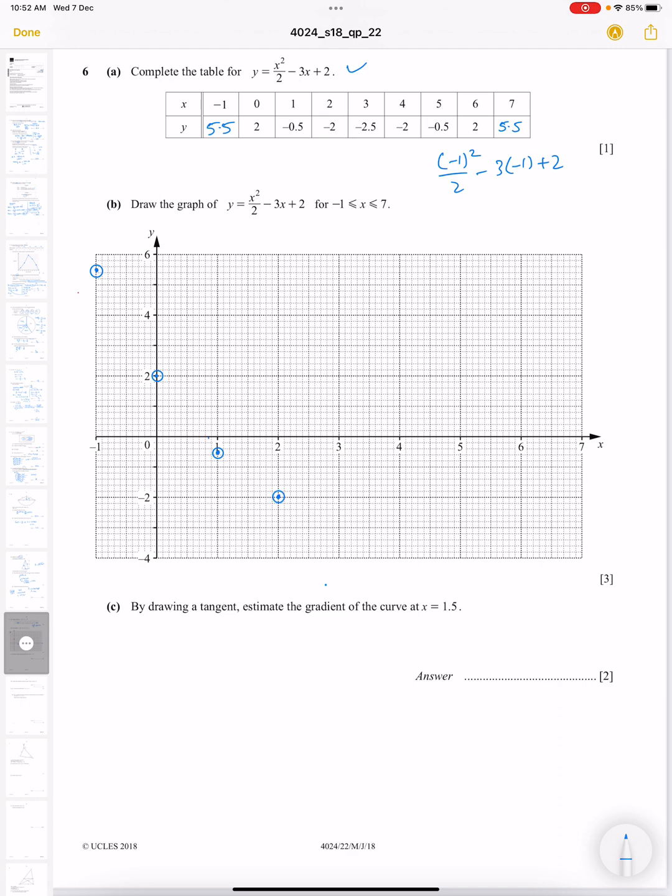On 3, it's negative 2.5. So here is minus 2.5. Then on 4, it is minus 2. It's curving upwards. On 5, it's negative 0.5, it's here. And on 6, it is 2. So here we have the point. And on 7, it is 5.5. That's 5.5. Fine. So we have to draw the graph. Let's join all of these points with a smooth curve.